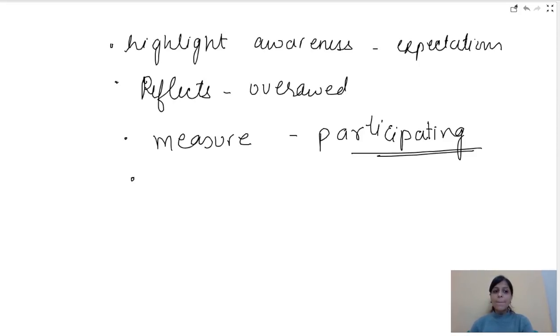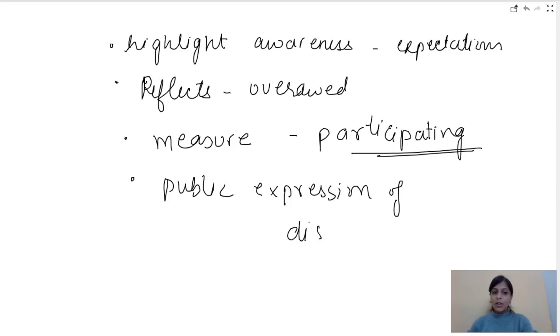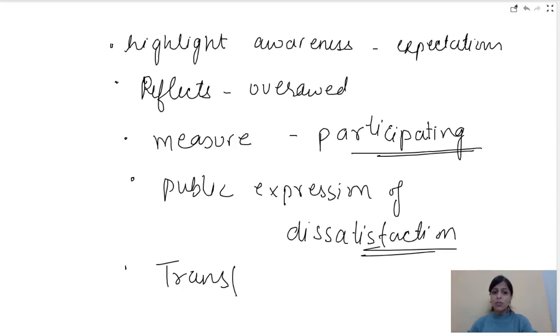Then a public complaint is actually a public expression of dissatisfaction that shows that the democracy has not been successful, and it also shows that people have transformed themselves from just being subjects to the king to being citizens.